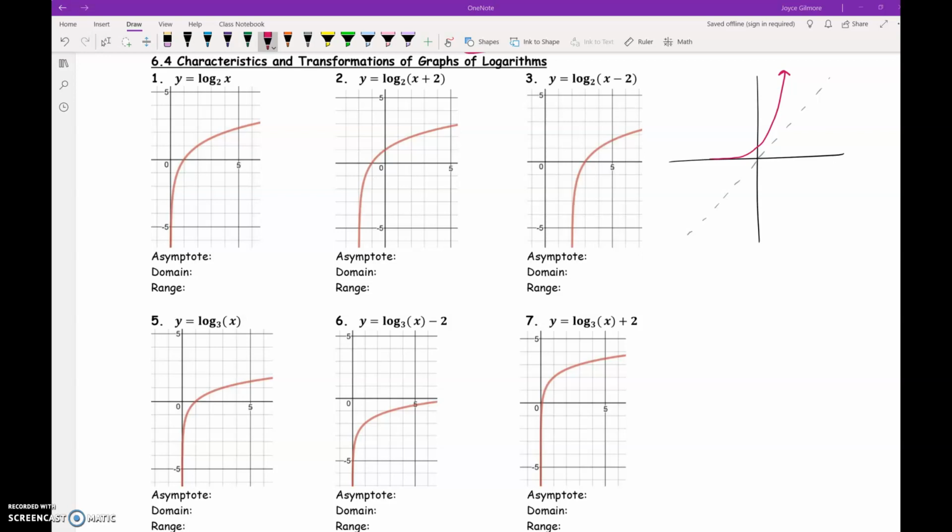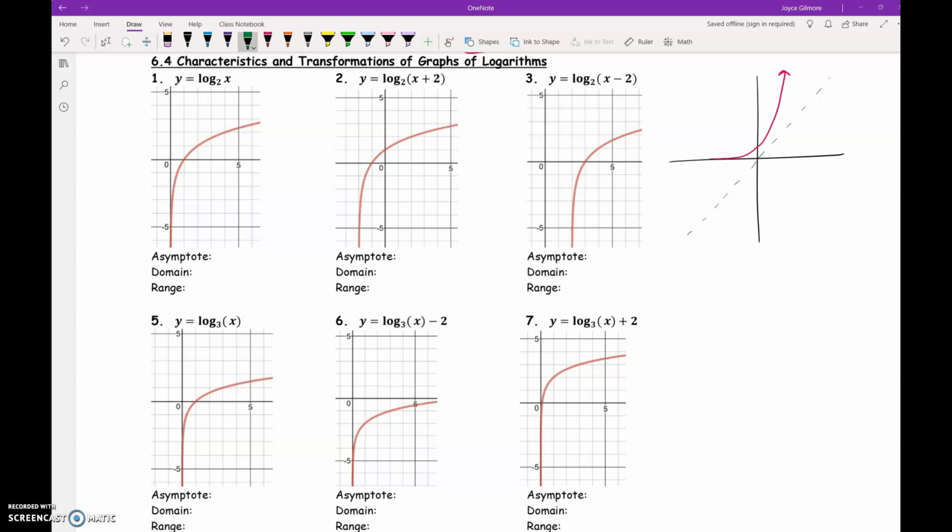Today we're going to look at the characteristics of the graph of a logarithm. Over here on the right, and you don't have to put this in your notes, I just want you to see this. This is an exponential growth function. This is what we learned about in our last chapter. We learned in our last video that logarithms are the inverse of exponential functions.